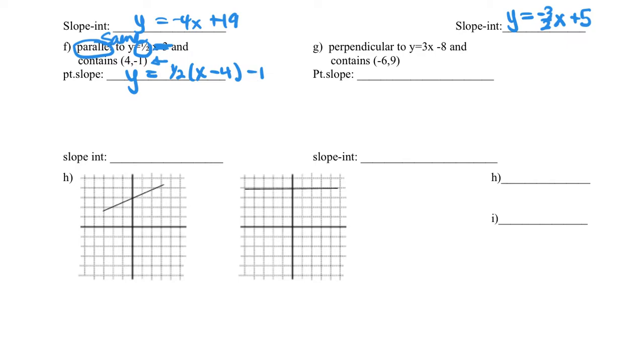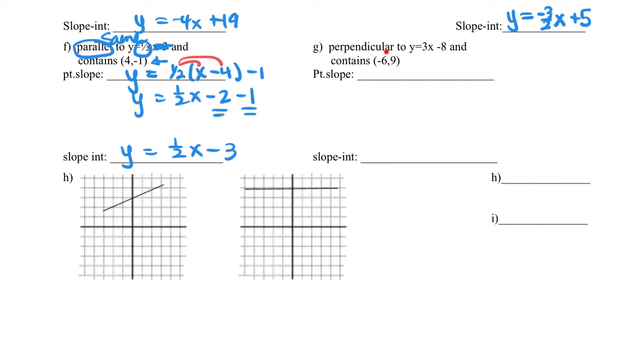Now I need to distribute. So I'm going to distribute that 1/2. And I have y equals 1/2 x. 1/2 of negative 4 is negative 2, and I still have my minus 1. Now I need to collect like terms, and I have y equals 1/2 x minus 3, and that is my slope-intercept form of a line parallel to the given line up here that goes through this point.